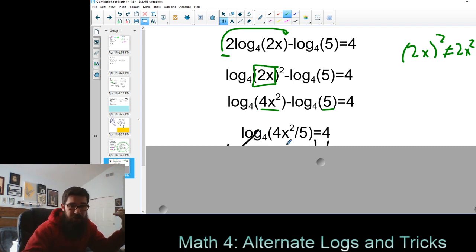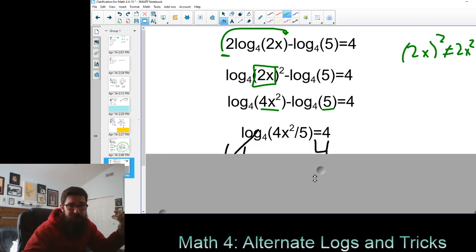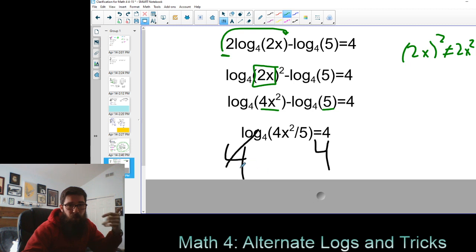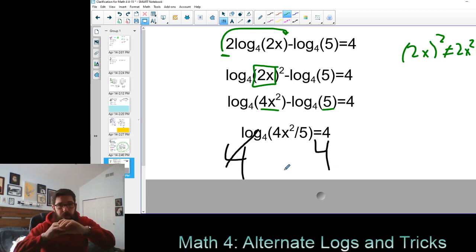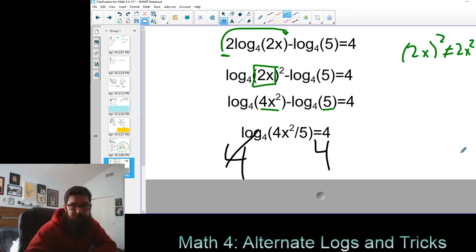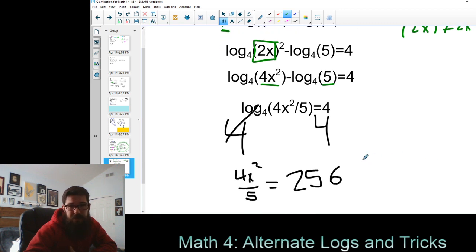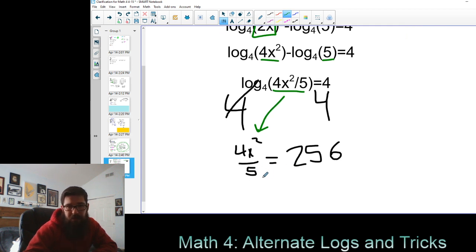How do I get rid of this log base 4? Exponentiate both sides with a base 4. So I'm doing 4 raised to the log base 4, 4x squared over 5 equals 4 raised to the 4. At this point, those are going to cancel out, giving me just the inside, 4x squared over 5. 4 to the 4th is 256. You can figure the rest of this out, right? Multiply by 5, divide by 4, take a square root. There you go. There's your answers, okay?